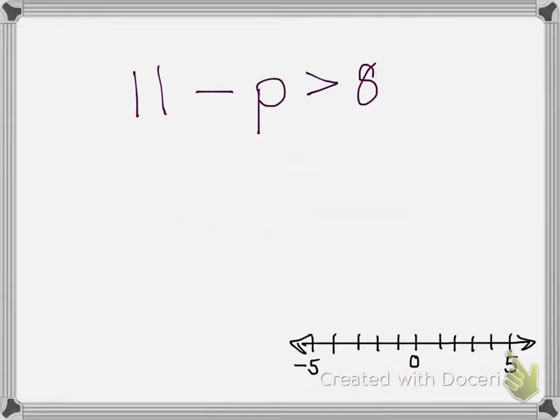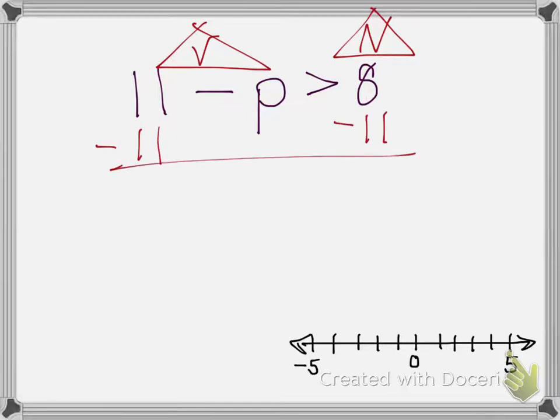It says 11 minus p is greater than 8. I'm going to draw my variable house and my number house. In the variable house, the 11 needs to leave because it's not a variable. So the opposite of positive 11 is negative 11. So I'll subtract 11 on both sides. Bring down my negative p. And by the way, you're really looking at a negative 1p. And so if you need to write that negative 1 that's imaginary in front, go ahead and write it in. Greater than 8 minus 11 is negative 3.